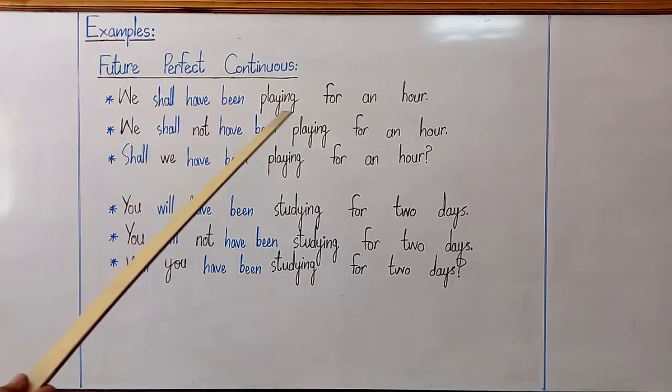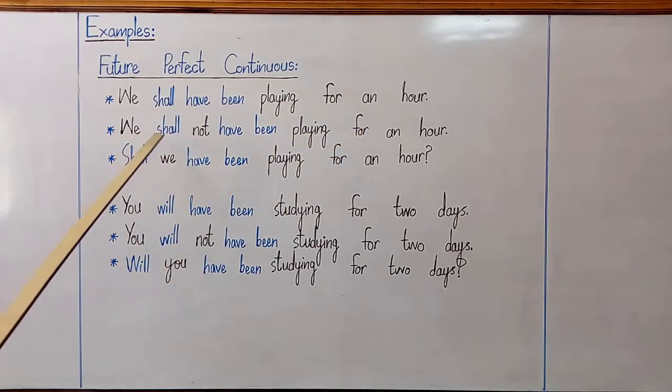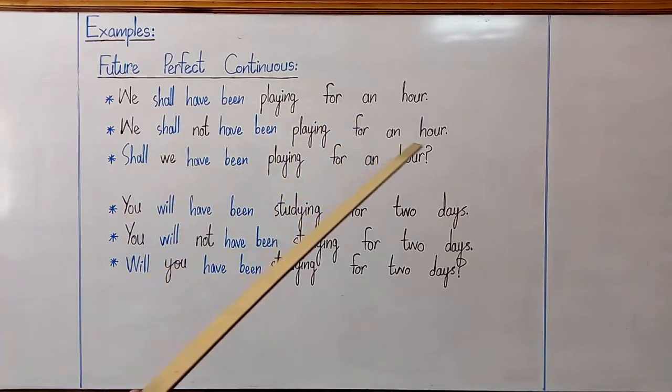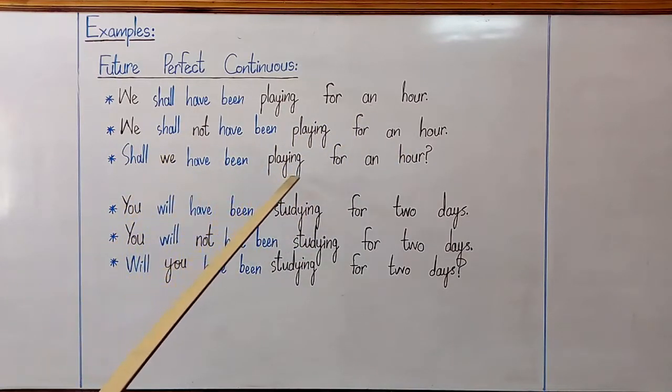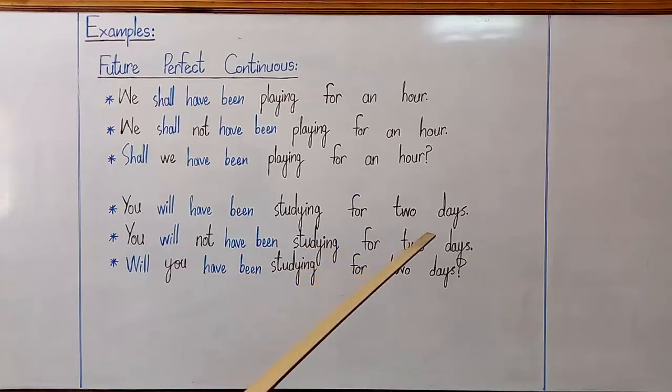We shall have been playing for an hour. We shall not have been playing for an hour. Shall we have been playing for an hour? You will have been studying for 2 days. You will not have been studying for 2 days. Will you have been studying for 2 days?